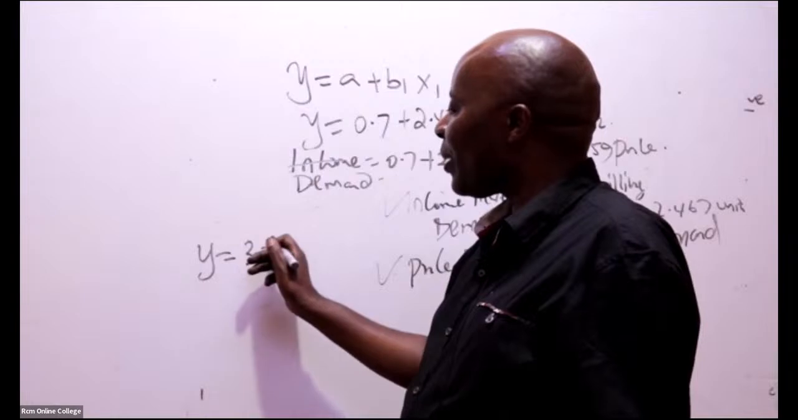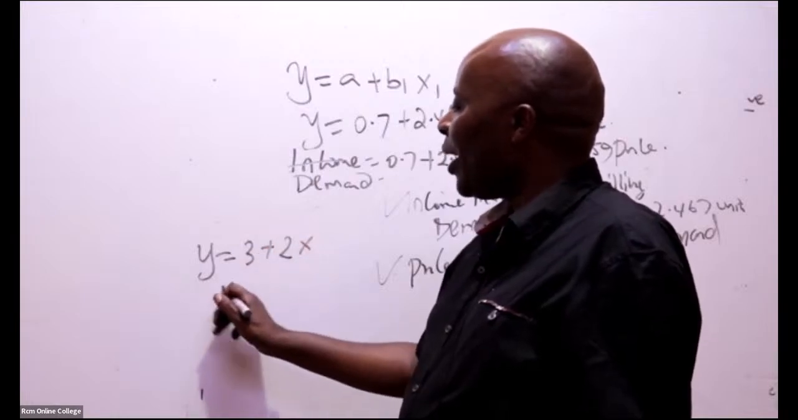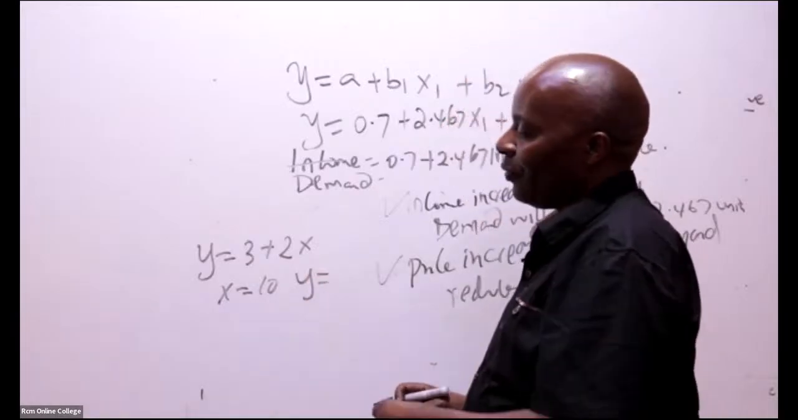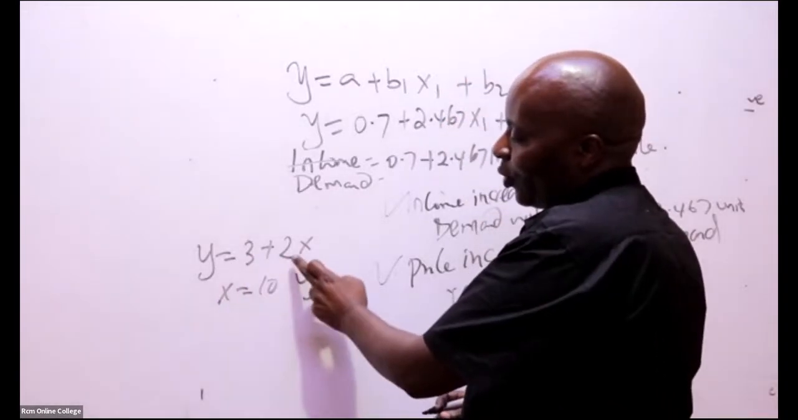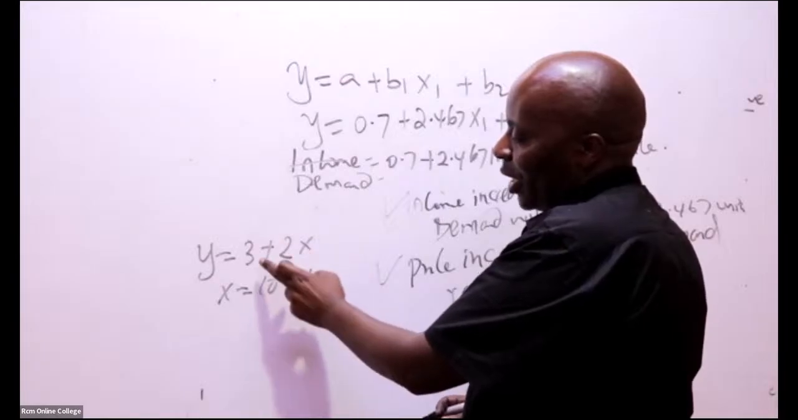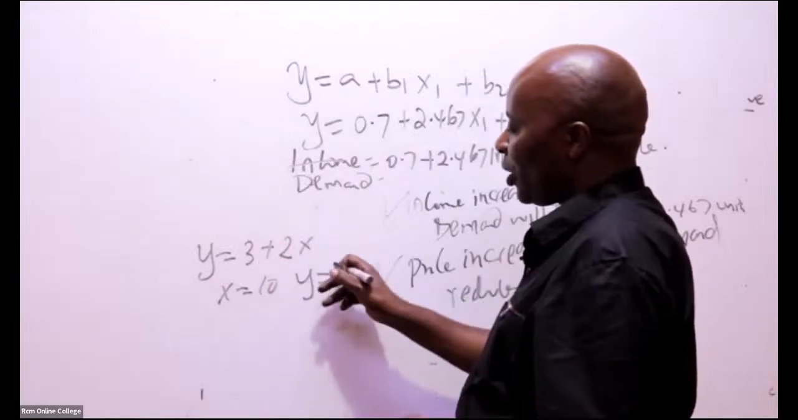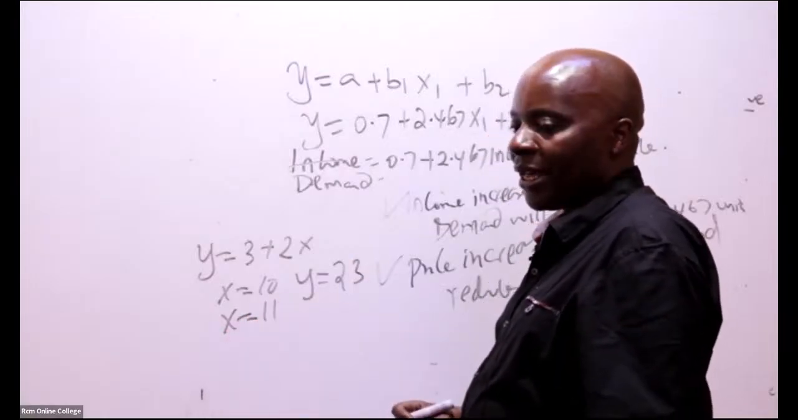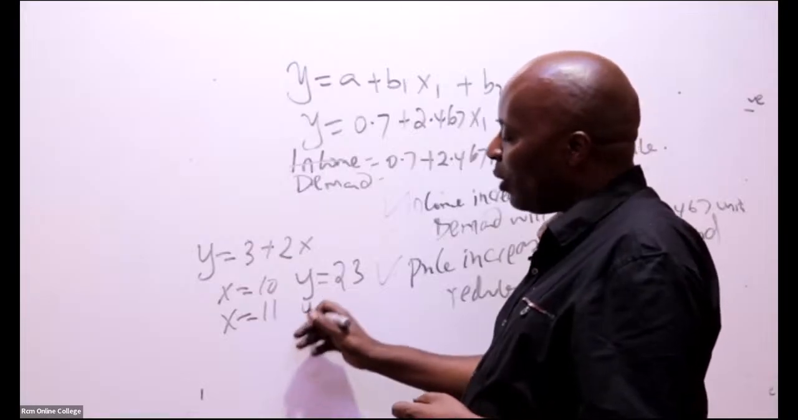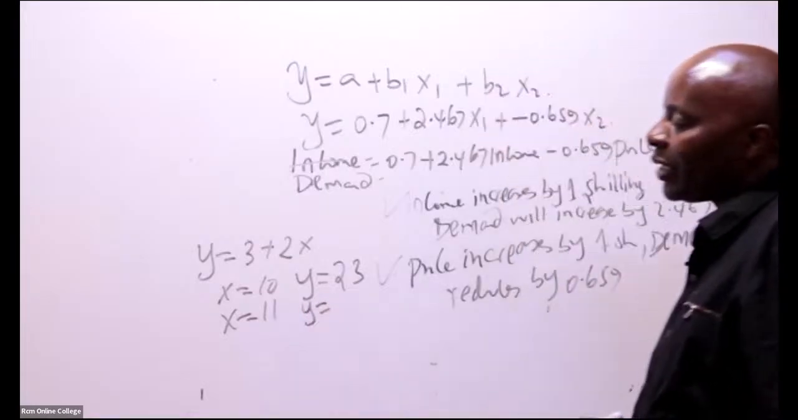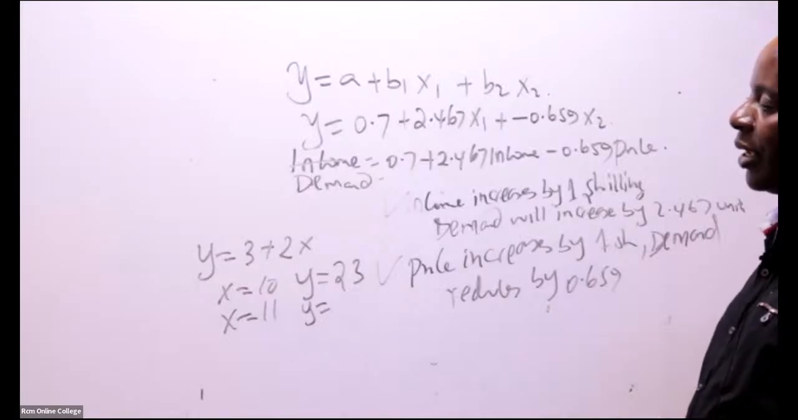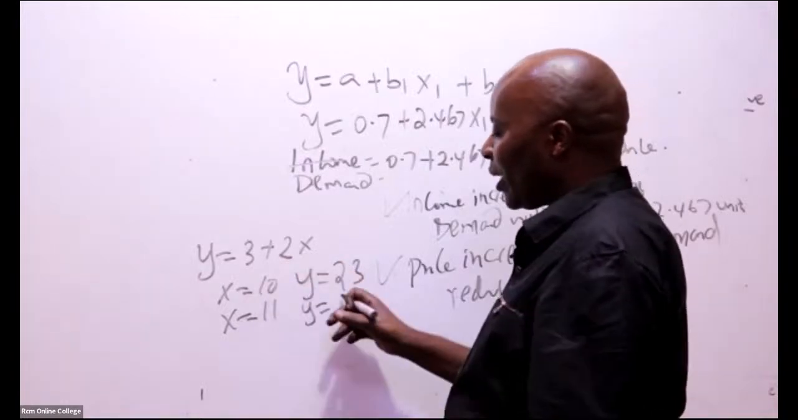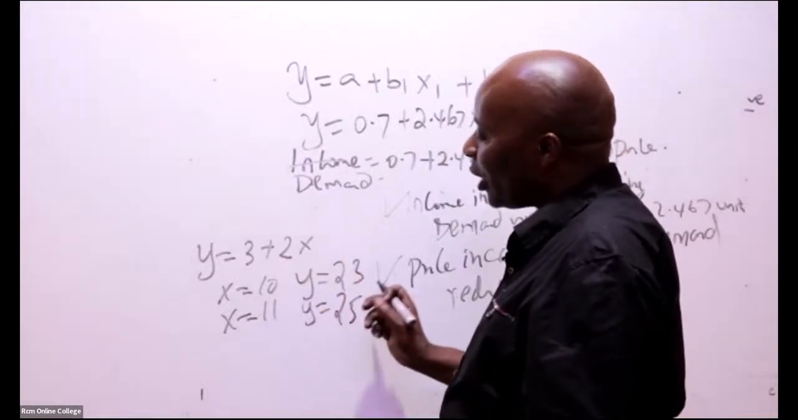Assuming our y is 3 plus 2x. When x, for example, is 10, can somebody give me the value of y? In this case x is 10, so this will be 2 times 10 plus 3. So 20 plus 3, so this is 23. How about when x is 11? When x is 11, our y will be equal to what? If x is 11, this will be 2 times 11, 22, plus 3. This gives me what here? 25.